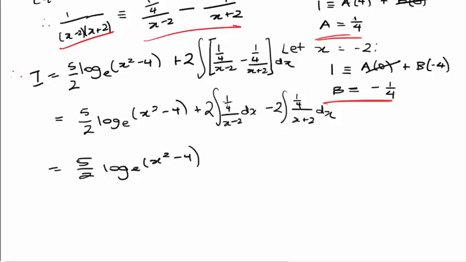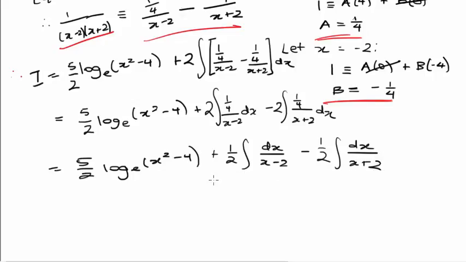A quarter is a constant, so we can take a quarter out. And since a quarter is going to be multiplied by 2, we're going to get a half outside. So that's going to be half times the integral of dx on x minus 2. And likewise, the same thing here. A quarter is a constant. We can take that out. That's being multiplied by 2. We're going to get a half. And that's going to be half times the integral of dx on x plus 2.